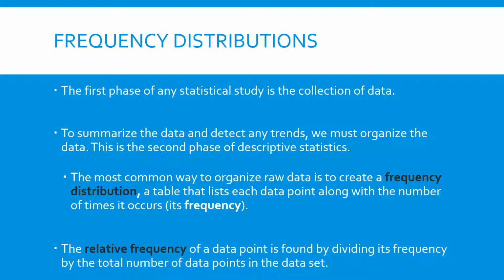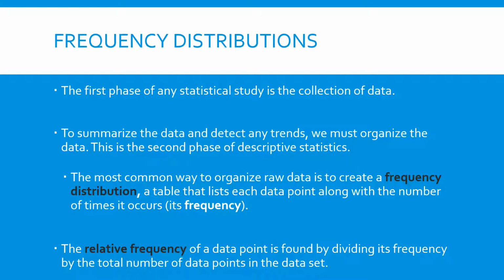So to summarize the data and detect any trends, we have to organize the data. And this is the second phase of descriptive statistics. Organizing data is very important. If you have a bunch of data but you don't know how to organize it, then once again, like I said before, it's not helpful to you. One of the most common ways to organize raw data is to create a frequency distribution, which is a table that lists each data point along with the number of times it occurs, which is called its frequency.